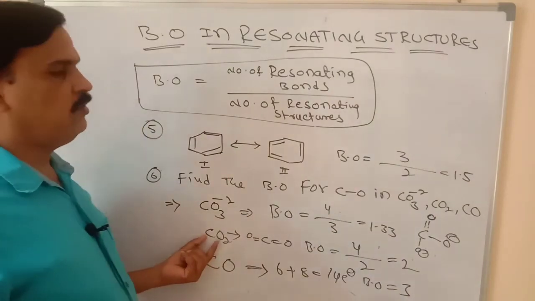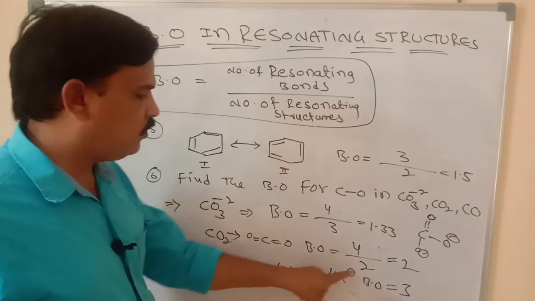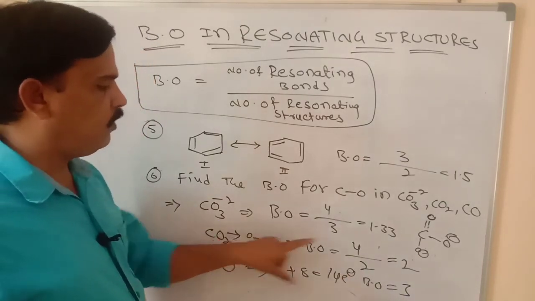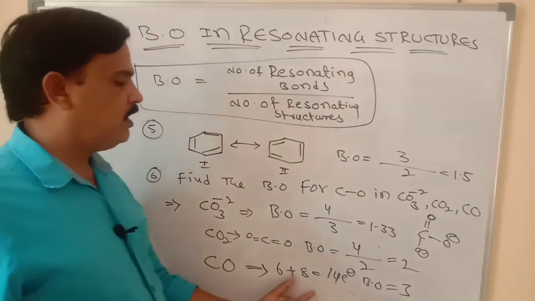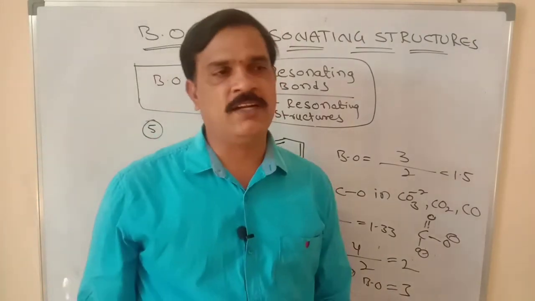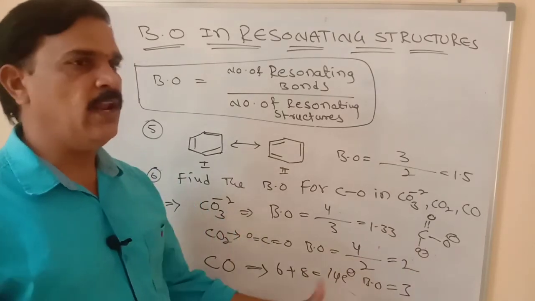Now CO2 is also a polyatomic molecule. Here the number of oxygens is 2, so the number of resonance structures is 2. Write its structure and count the resonating bonds: 1, 2, 3, 4. So 4 by 2 is 2. CO is a diatomic molecule, its bond order is 3: just 6 plus 8 is 14 electrons. 14 electrons means 3 only. Apply the last video's trick.